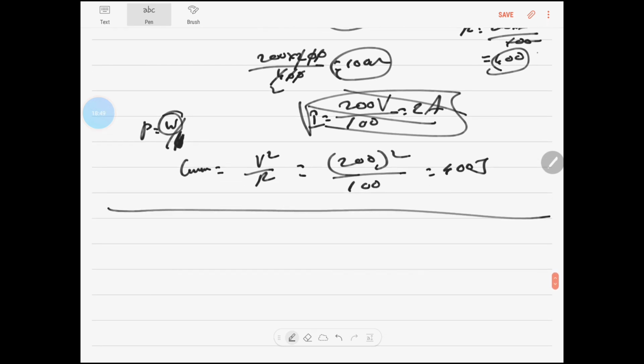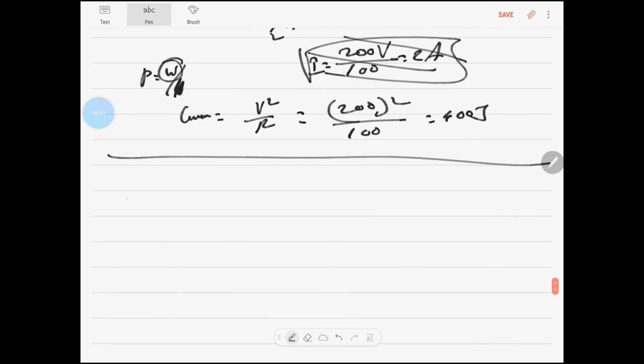Next is the 8th sum for the day. A 100 watt bulb at 230 volts, this is the rating. This is connected to a much lower voltage, 150.